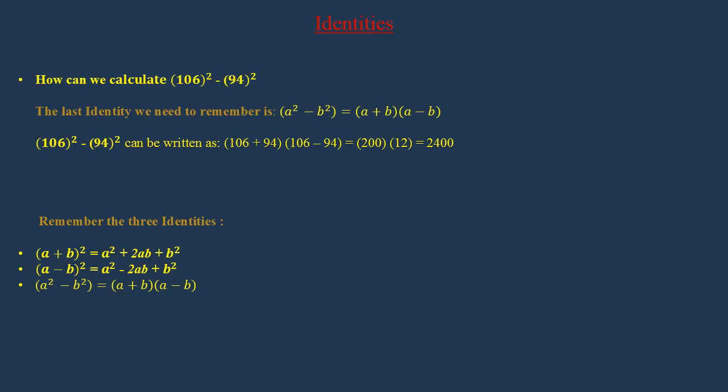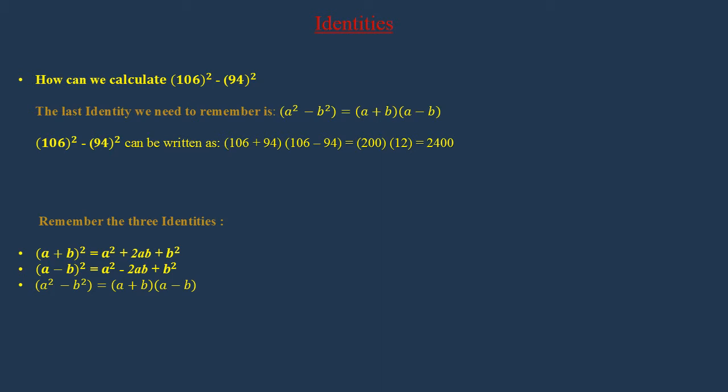Now, how can we calculate 106 square minus 94 square? For this, we need to know the identity a square minus b square is equal to a plus b into a minus b. Now, 106 square minus 94 square can be written as 106 plus 94 into 106 minus 94, which is equal to 200 into 12, and this gives us 2400. Isn't it much better than calculating each and then arriving at an answer?